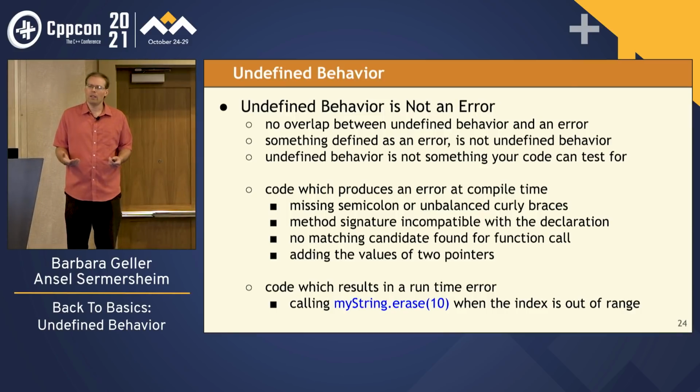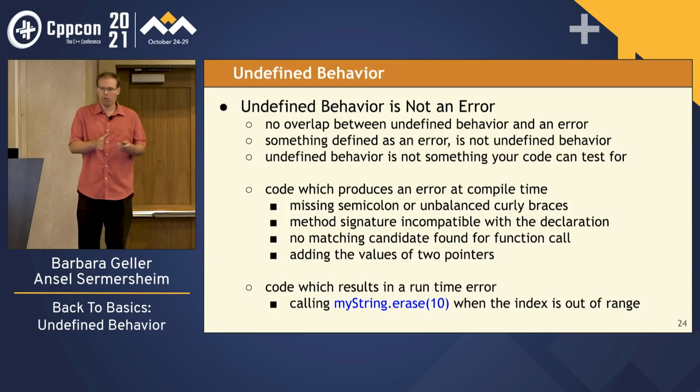So I like to think of an error as something you can test for and then handle. You can take some corrective action: this file didn't open, this socket closed on me, whatever, something like that. You can't handle undefined behavior because by definition, the code that would handle it is running after undefined behavior has occurred, so your program has no meaning.